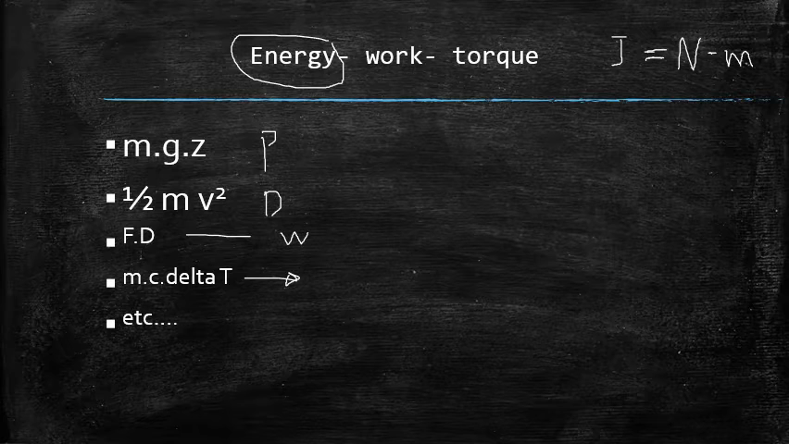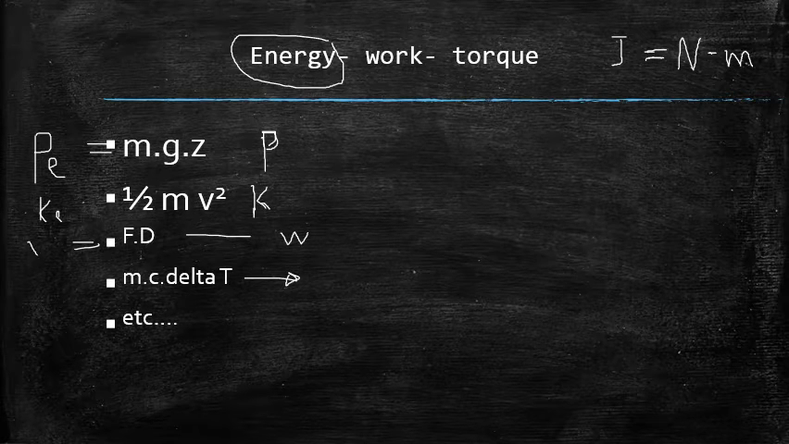Every kind of energy has its formula. For example, the potential energy, PE, equals m times g times z: mass, gravity, z the elevation, or the height of the body. The kinetic energy equals half times m times v square, v for velocity.